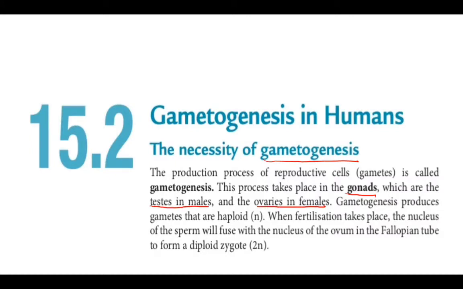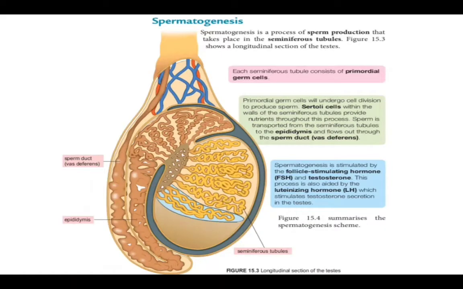Gametogenesis produces gametes that are haploid. When fertilization takes place, the nucleus of the sperm will fuse with the nucleus of the ovum in the fallopian tube to form a diploid zygote, 2N. So we go to spermatogenesis first.